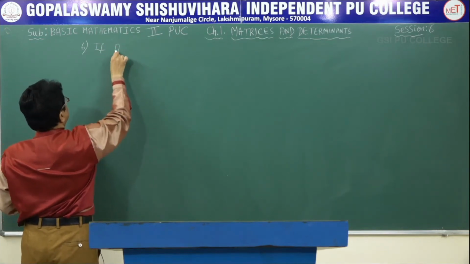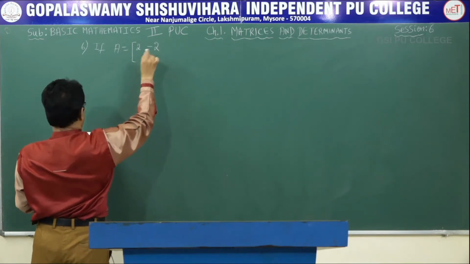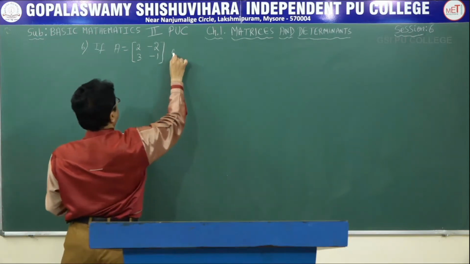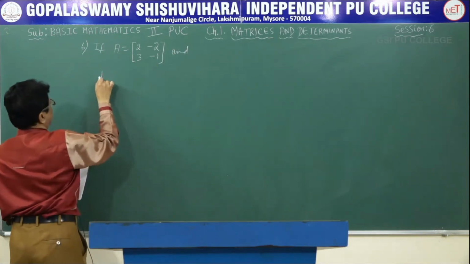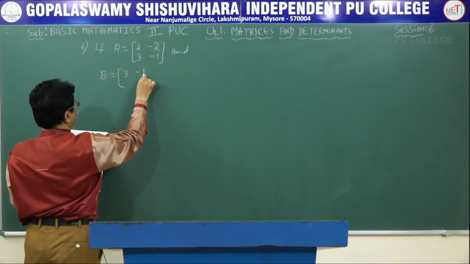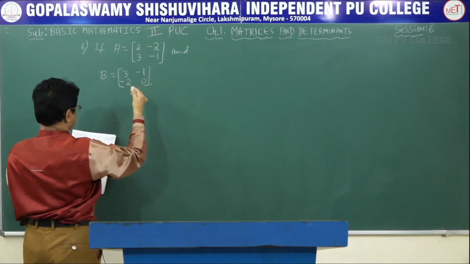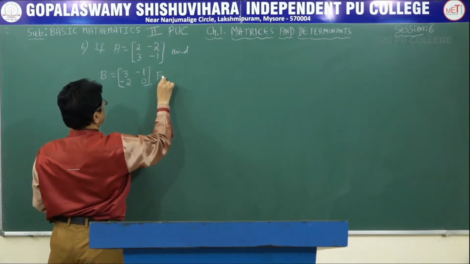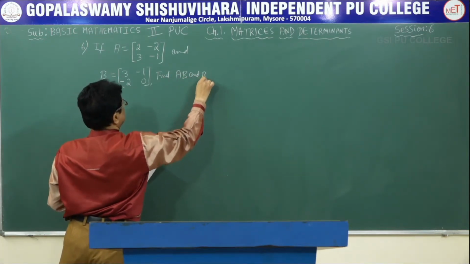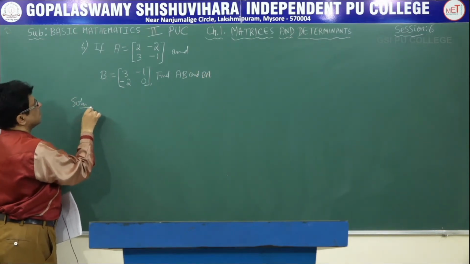If A equals [2, -2; 3, -1] and B equals [3, -1; -2, 0], find AB and BA. Solution.